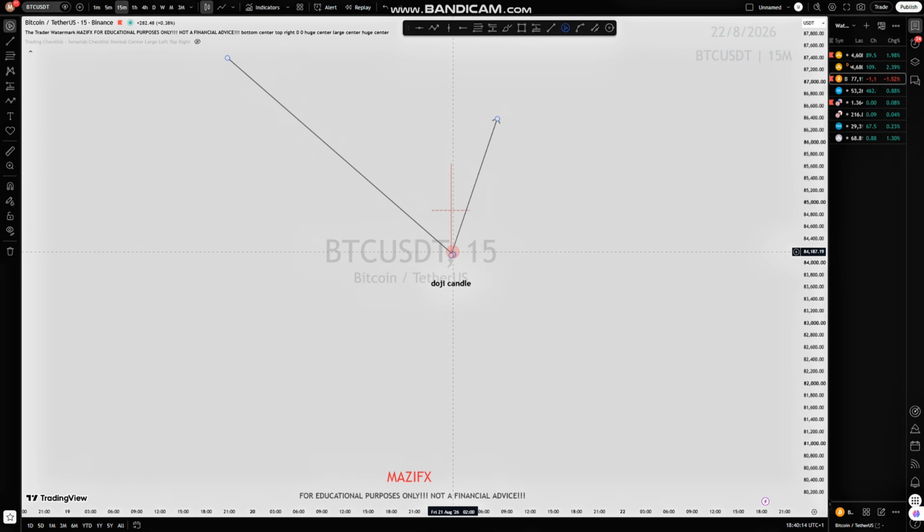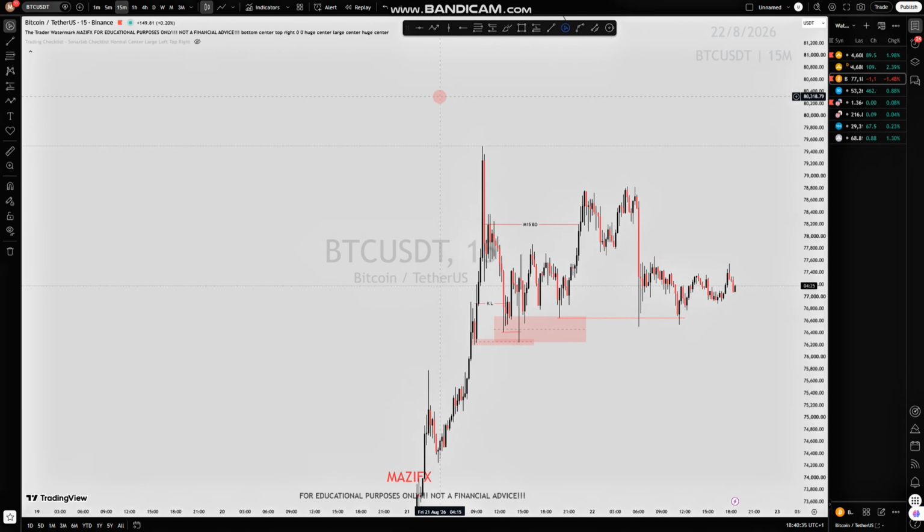And on the flip side, when it gets to your supply zone, price is buying and gets to your supply zone, automatically you see that buyers are now exhausted. It simply gives you a hint that price will most likely reverse from this point. So now let's go find an example of a doji candle.